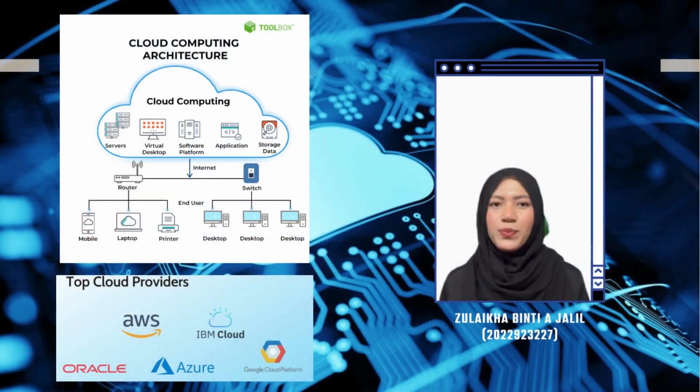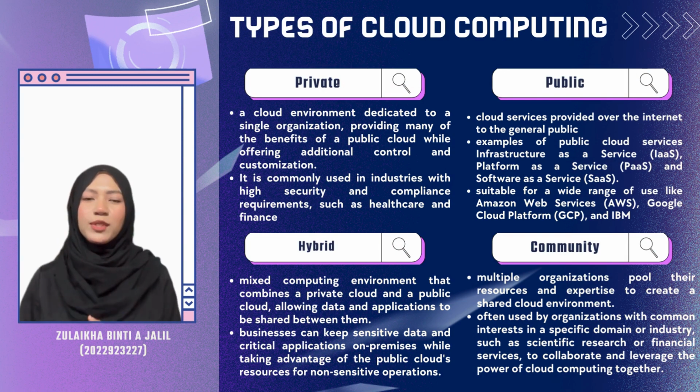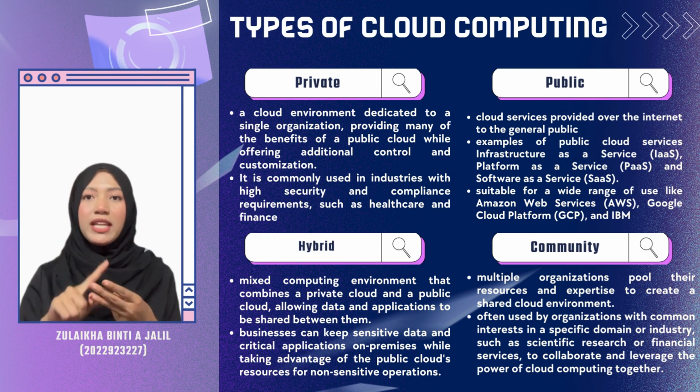So as you can see from the first picture, this is how cloud computing actually works. The second picture is a list of some top cloud providers that are well known nowadays in the world. There are 4 types of cloud computing: private, public, community, and hybrid.